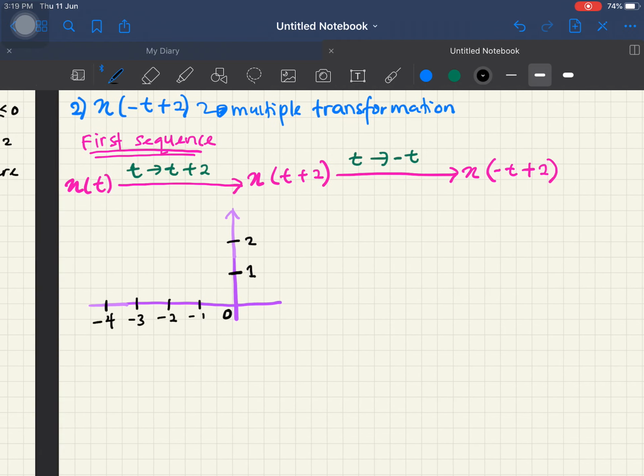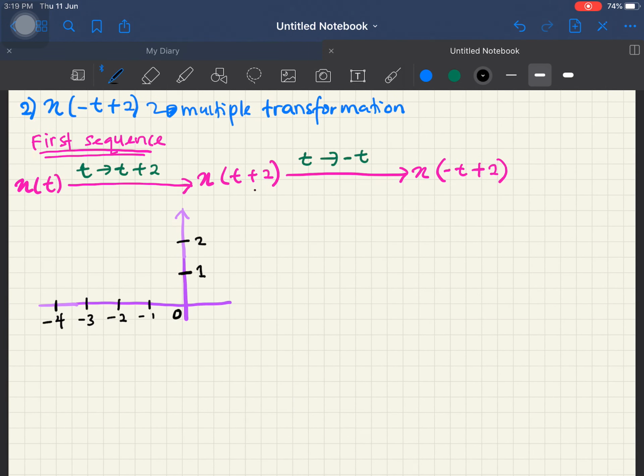You want to move everything to the left because you perform this transformation. So when you move everything to the left, you will get this. Now 2 will occur at minus 2, and then go down at minus 4. So this one is after the first transformation, which is time shift to the left.